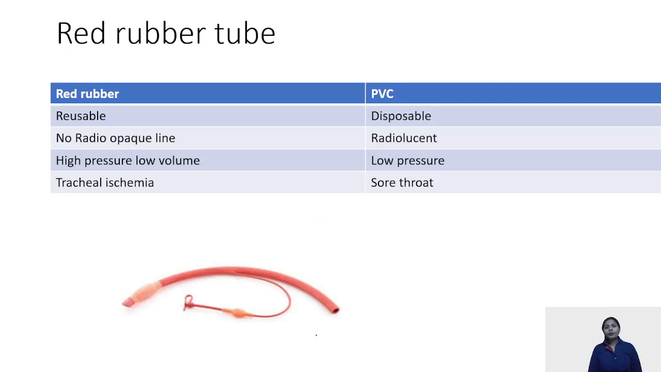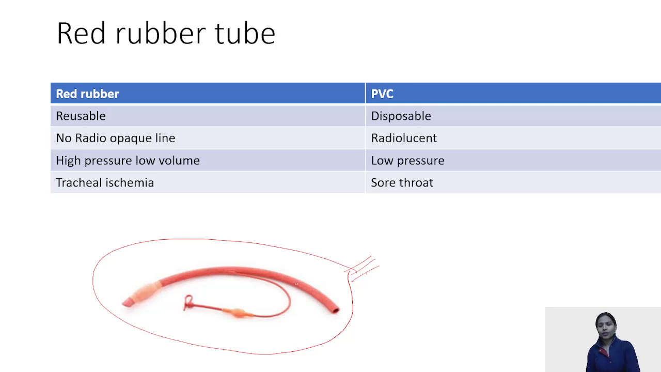Red rubber tubes, please see the image. This is the red rubber tube. Nowadays it is not used. These tubes were reusable. It did not have any radio opaque line, thus it could not be seen on x-rays. The cuff system was a high pressure, low volume cuff system, which increases the chances of tracheal ischemia. Vice versa is your PVC tube.